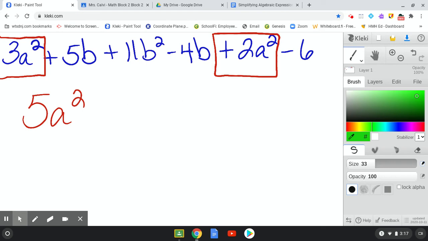Okay? So next, we don't have any more a's, so now I'm moving to my b's, and I'm going to start with my largest exponent. Well, it looks like I only have a positive 11b squared. I don't have anything to combine that with. So I'm going to drop that down, plus 11b squared.